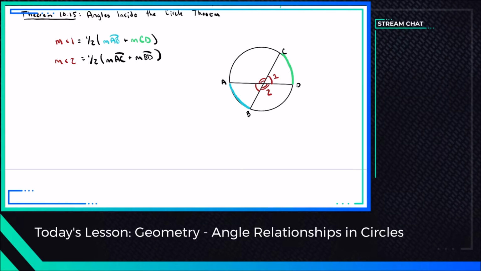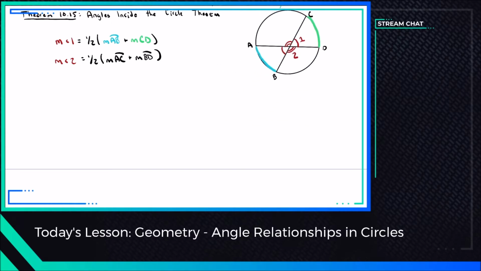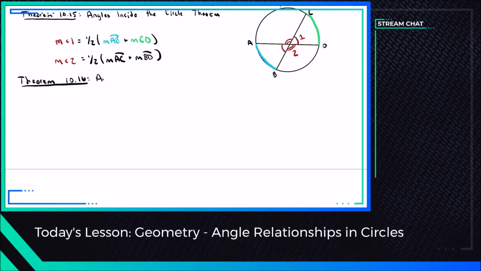All right, and we're going to go ahead and now see what happens if we have angles outside of the circle. So why don't I just go ahead and move this circle right up here. There we go. And we're going to go ahead and keep this other theorem right below it. And this is going to be the angles outside the circle theorem. And we're going to have 3 possibilities for angles outside of the circle.